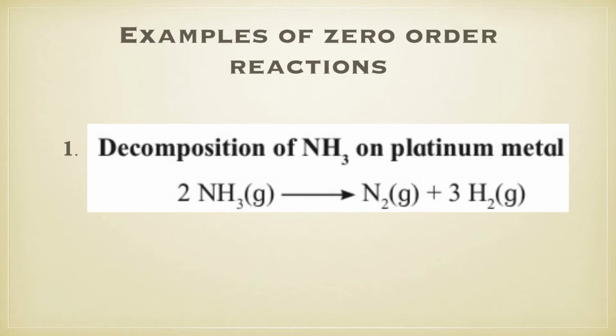So, hopefully you understood this. Why is it a zero order reaction? Because it is not dependent on the concentration of its reactants. Okay, so over here only one reactant was there, which was ammonia, and the other one was acting as a catalyst.